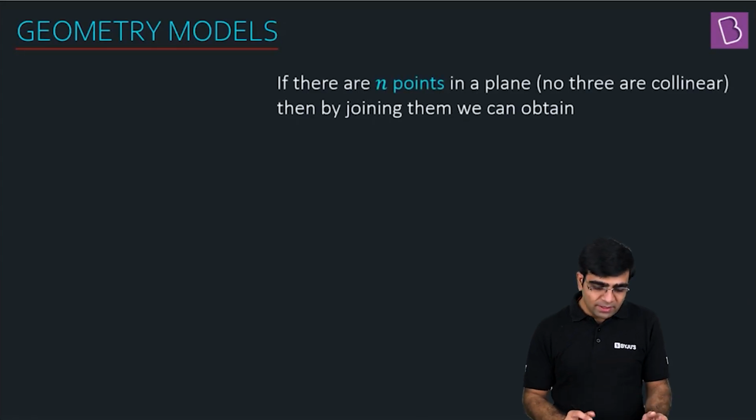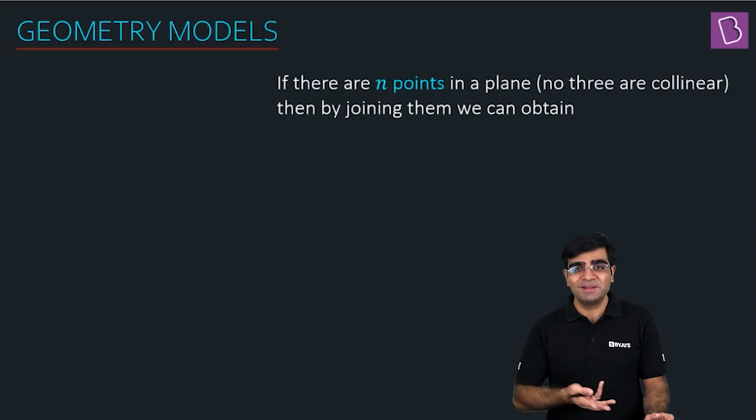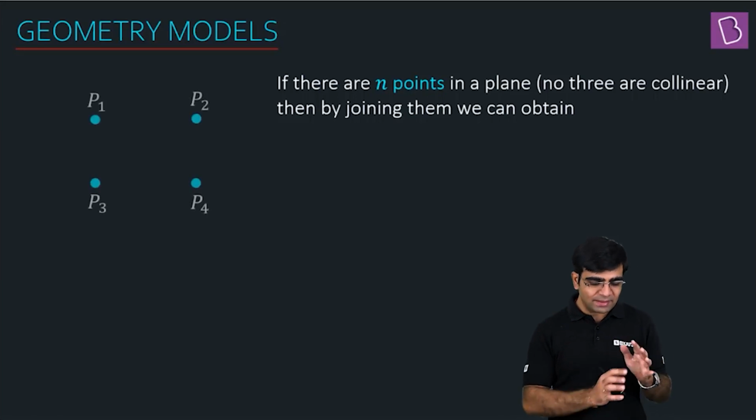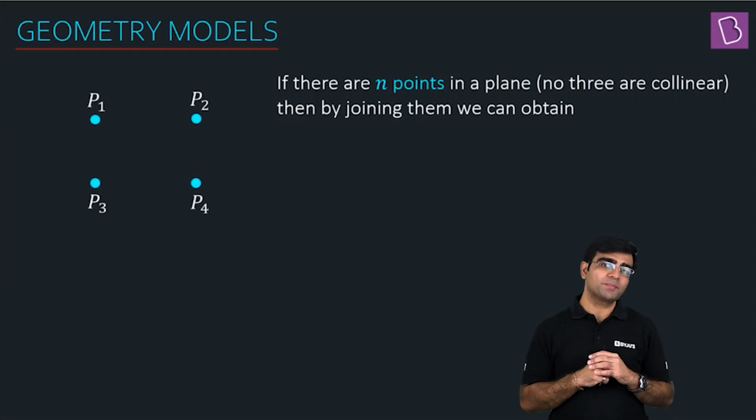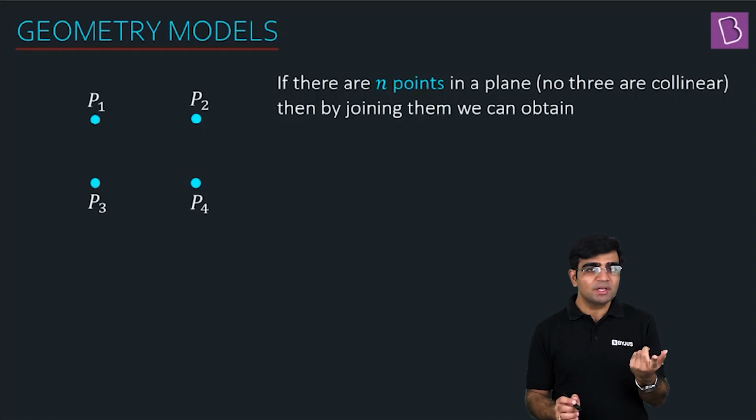Let's begin with, if there are n points in a plane, none of them are collinear, right? No three of them are collinear. Sorry, not none. No three of them are, because any 2 points will only form a line. So no three of them are collinear. Then by joining them, we can obtain... Assume that, let's say I have these 4 points, P1, P2, P3, P4. For these 4 points, if I want to join any two, I'll be generating lines.